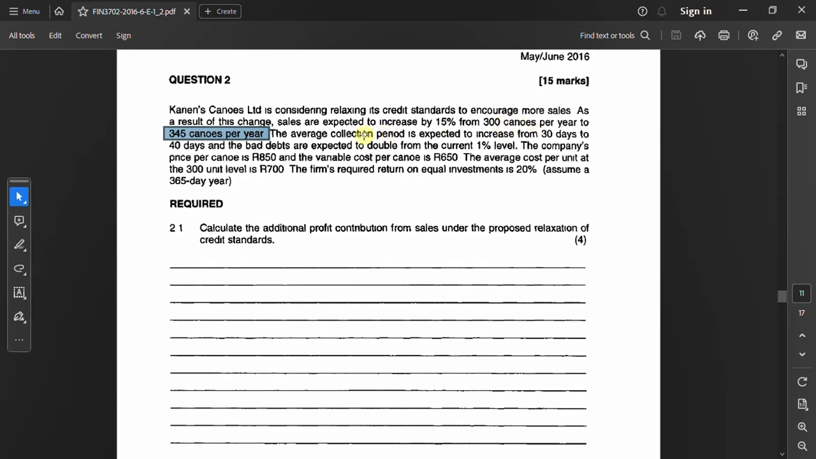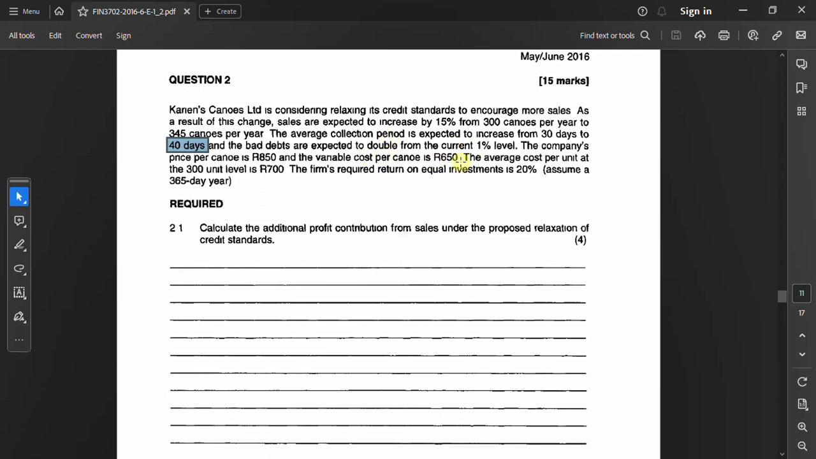If you're making credit easier to apply for from the customer's point of view, then we would ultimately expect our sales to increase, which is the case in this scenario. They say that sales are expected to increase by 15% from 300 canoes per year to 345 canoes per year. This is sales volume, so sales volume is going to help you determine your revenue. Remember, when I'm calculating your benefit, or the good or the bad in terms of the big picture, you're going to look at all 3 categories.